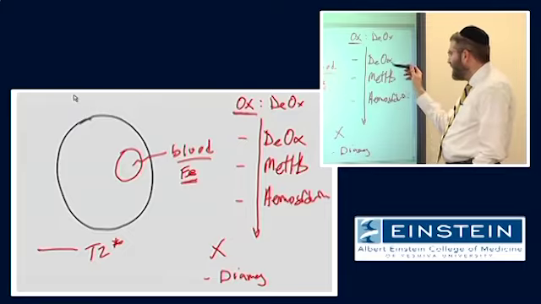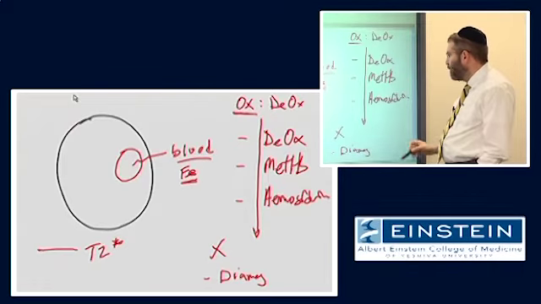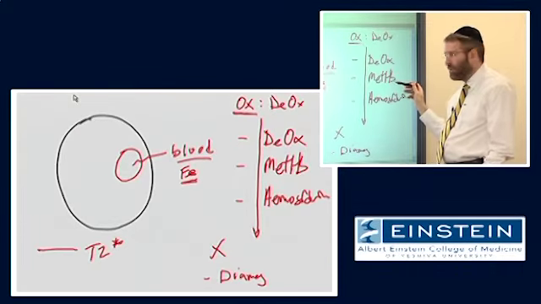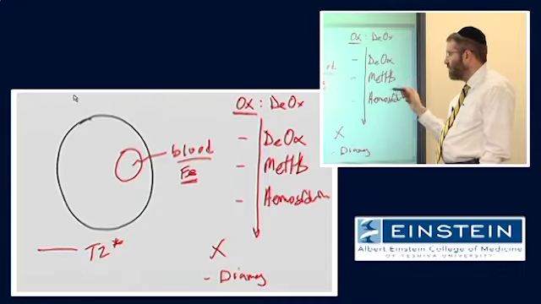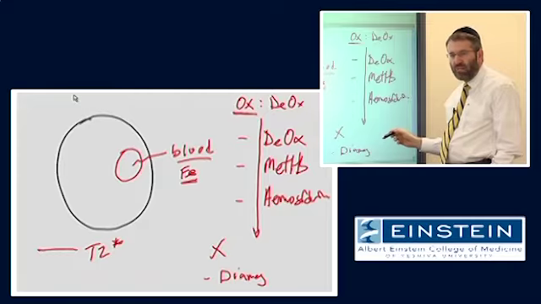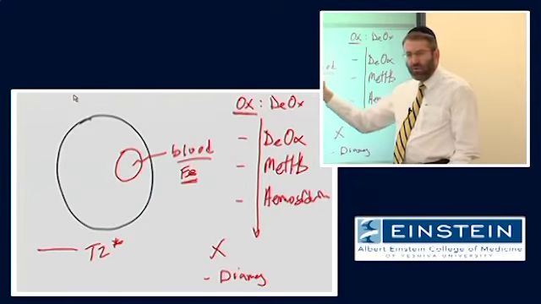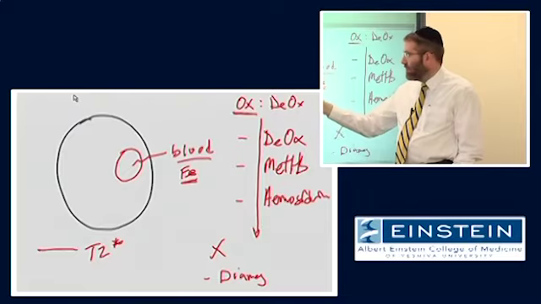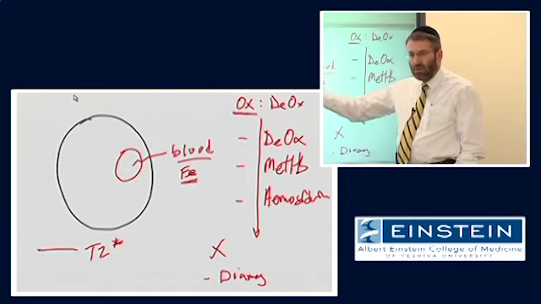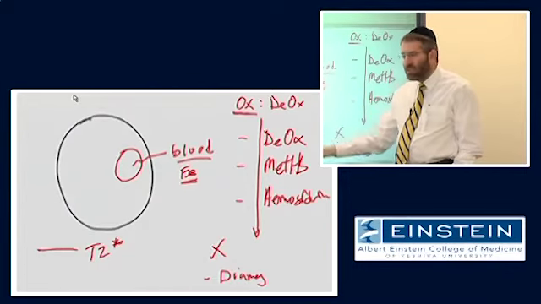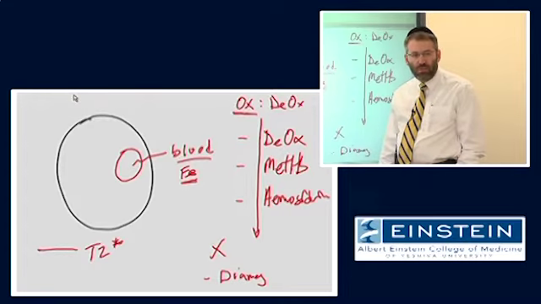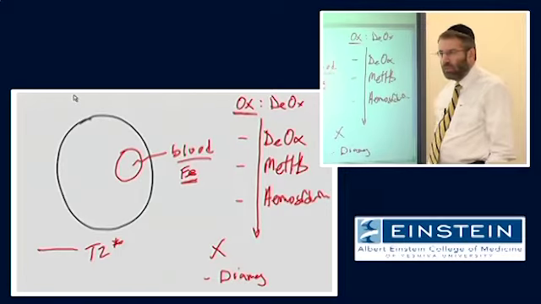And the remaining forms of hemoglobin, methemoglobin and hemosiderin, have progressively increasing degrees of magnetic susceptibility and will cause an increasingly profound effect on the signal within our T2 star weighted image. Okay.